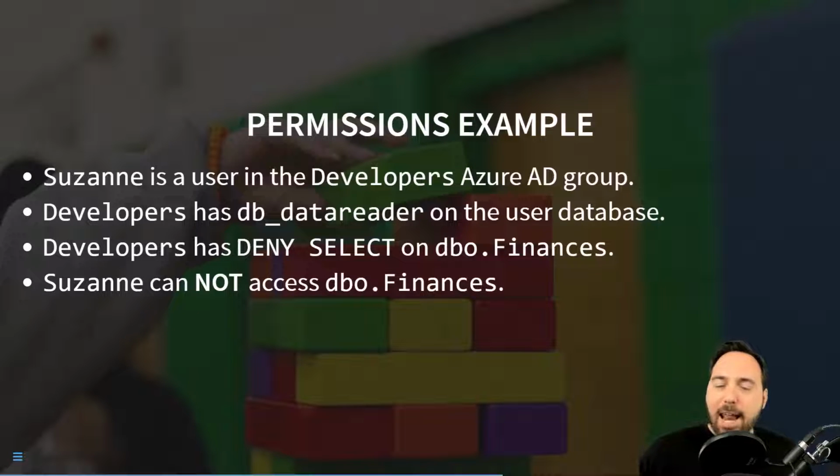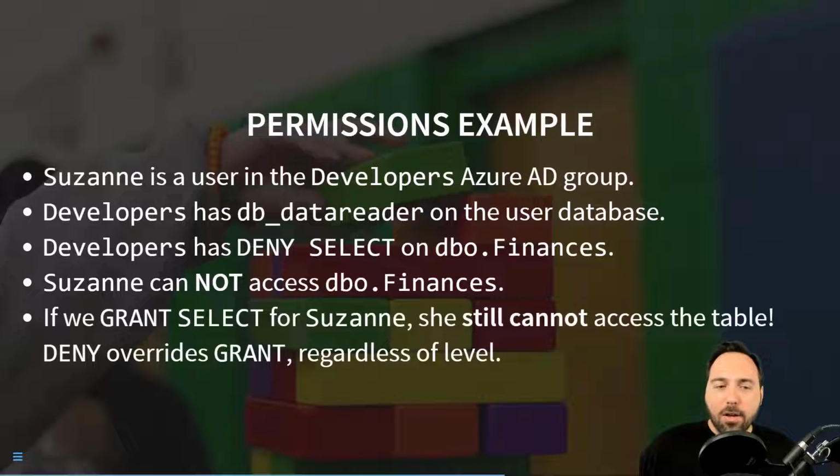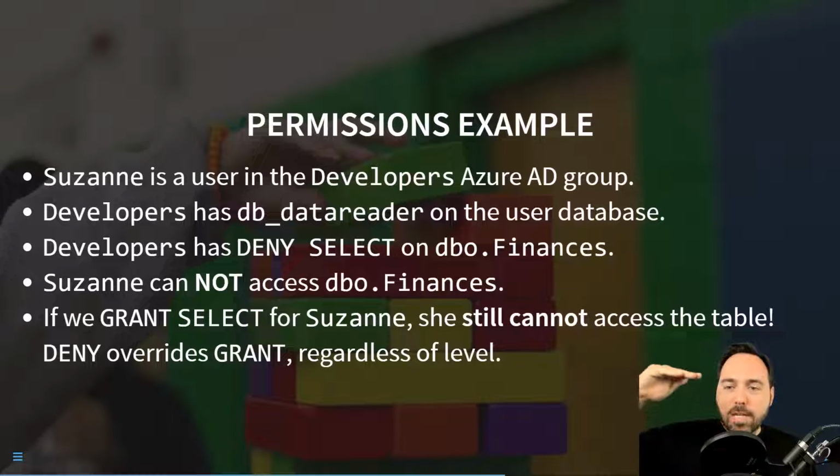Suzanne currently cannot access dbo.finances. The reason is she is part of a role that has deny select. So therefore, when it comes down to her level, she's got deny select. So what we do is we say grant select on dbo.finances to Suzanne and nobody else. She still can't access the table. In many systems, a lower level grant supersedes a higher level deny.